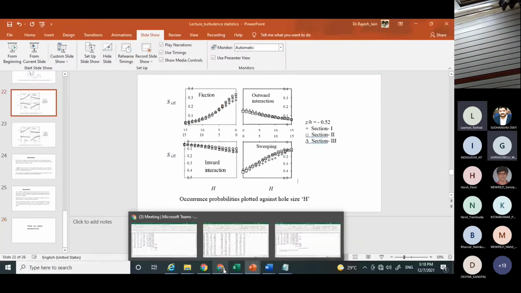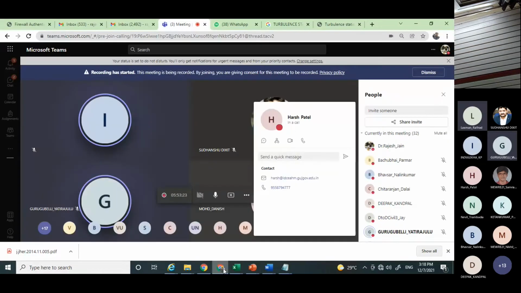Sir, I have one question. Yes, please. Sir, you said that we can assume the value of the hole size from 0 to 15. So is there any way that we can calculate this value, or do we just have to assume some values and then make some trial and errors? What is the criteria to select a suitable value of this H?